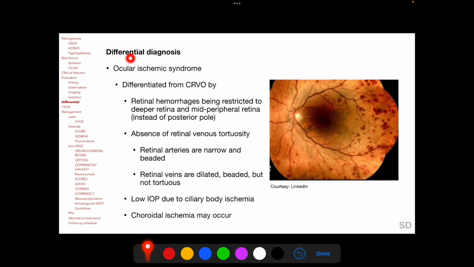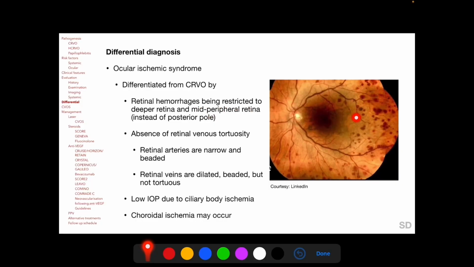The most important differential diagnosis of CRVO is ocular ischemic syndrome, which occurs due to obstruction at the level of the carotid arteries. Ocular ischemic syndrome can be differentiated from CRVO by retinal hemorrhages being restricted to the deeper retina and so being only dot blot in shape, and also being restricted to the mid-peripheral retina as seen here in this clinical photograph, instead of also involving the posterior pole and the periphery. Another characteristic of ocular ischemic syndrome is the absence of retinal venous tortuosity, and in ocular ischemic syndrome, the retinal arteries appear narrow and beaded, and the retinal veins appear dilated and beaded but not tortuous.